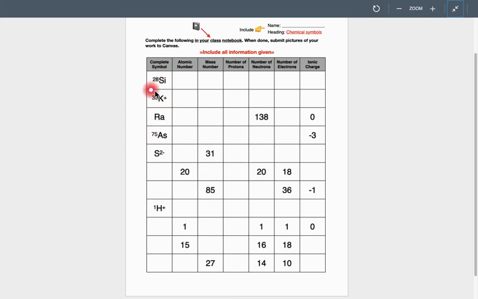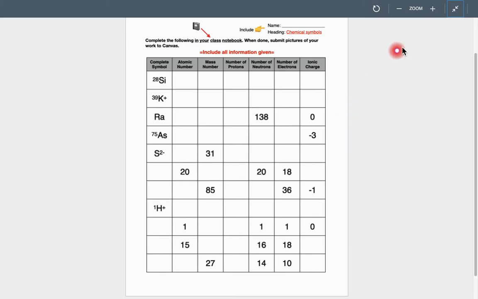You could just use the lines on your paper, maybe skip a line in between each one, and maybe use a ruler to draw the vertical lines to separate the columns. Make sure that you label the headings here, as it says. Include all information given. So it's kind of like a puzzle. You're given certain bits of information and you're going to be asked to fill in the missing pieces.